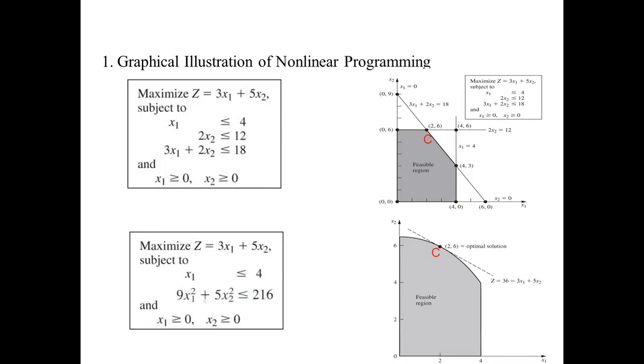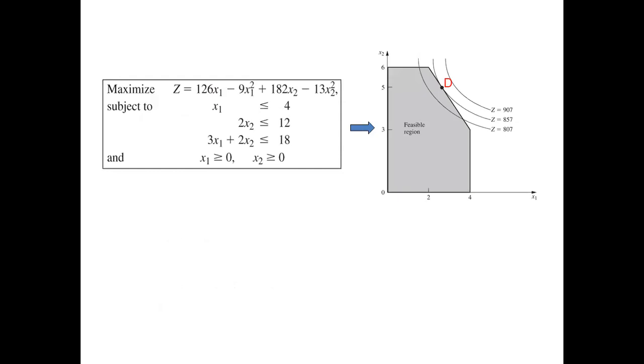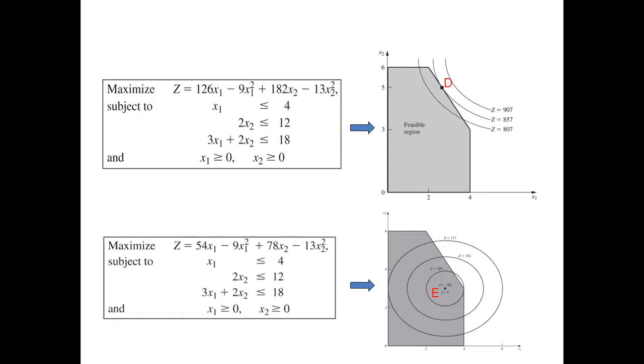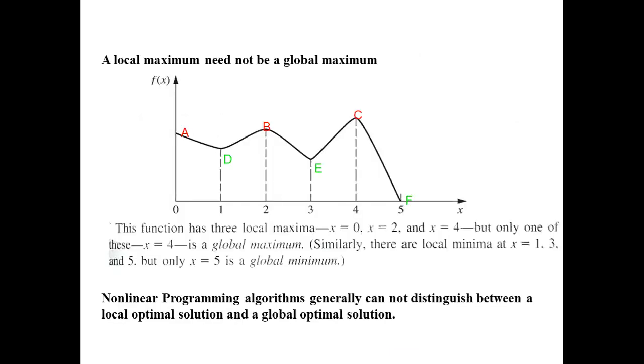Okay. So, for example, when the constraint set is nonlinear, you have such a region. I mean, the feasible region may look like this. When the objective function is nonlinear and the constraint set is linear, you have the feasible region, but the objective function is nonlinear. You have also another function here.